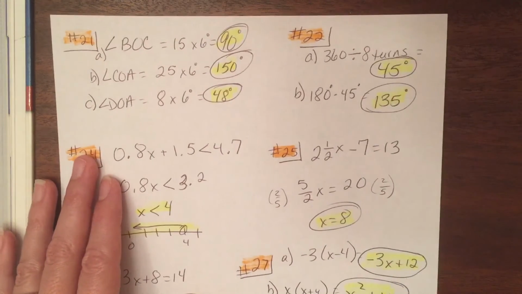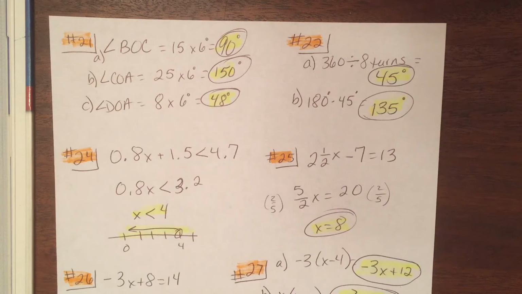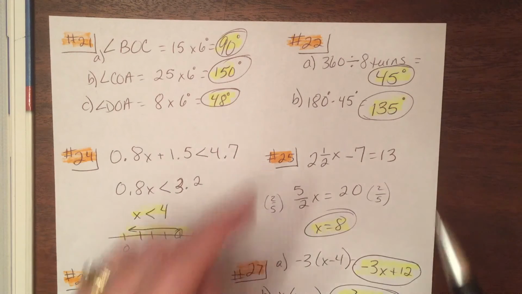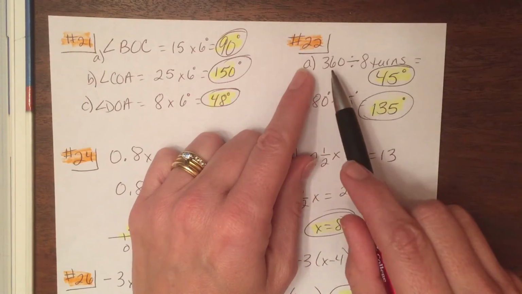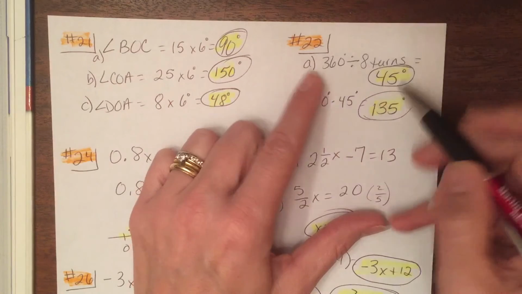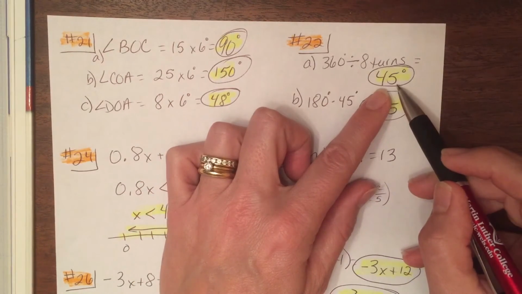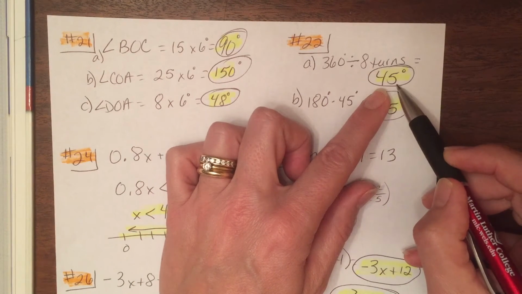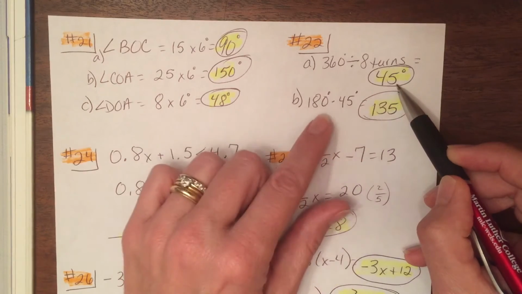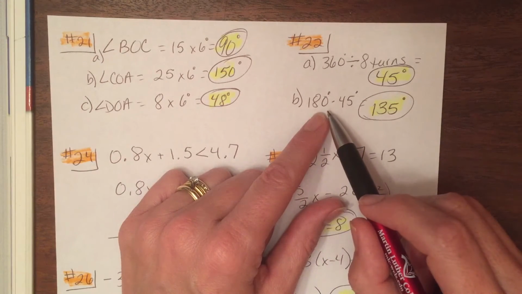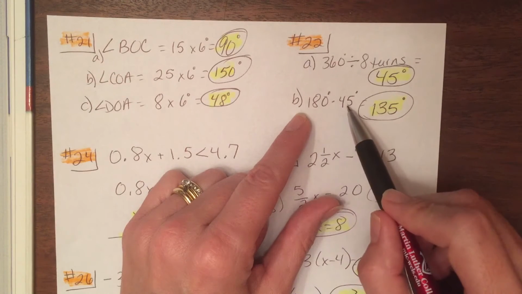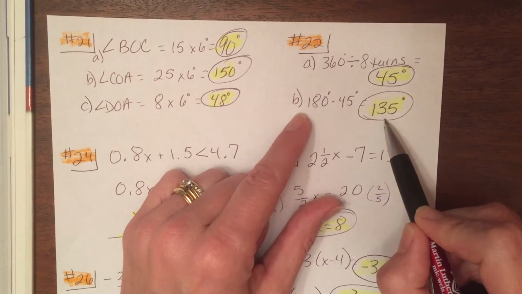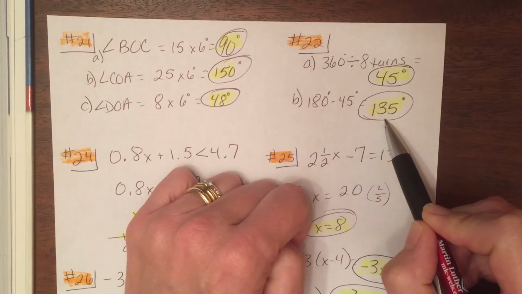Number 22, we have the octagon. They want us to find the exterior angle A and the interior angle B. To find the exterior angle, we think about traveling around the whole octagon, 360 degrees. We make 8 turns. That gave us an angle of 45 degrees for the exterior angle, angle A. Interior angle A and angle B are supplementary. So I take 180 degrees minus the 45 degree exterior angle. Each interior angle is 135 degrees.